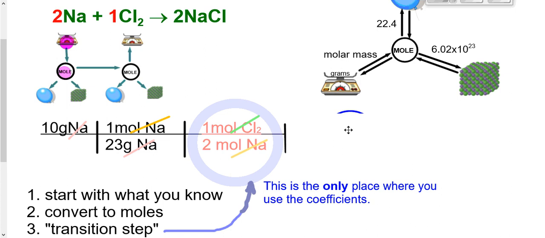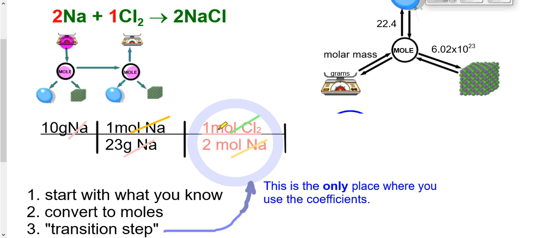Now this is the place where we use the numbers from the balancing. This is the only place where I use the coefficients in the balancing. Other than that, you do not need to use them. So in the balanced equation, beside sodium's a 2, so beside moles of sodium I put a 2. And in the balanced equation beside chlorine is a 1, so beside chlorine I put the number 1.